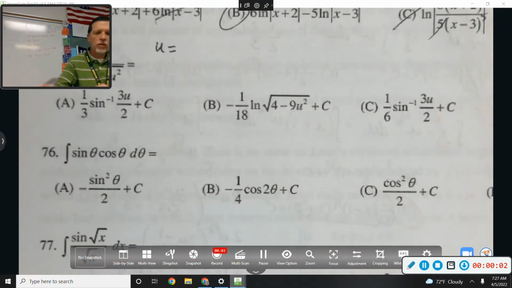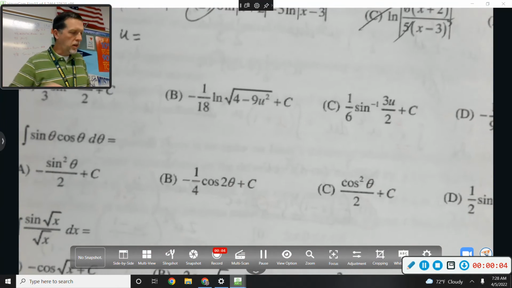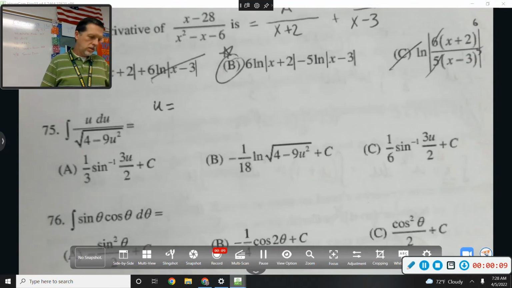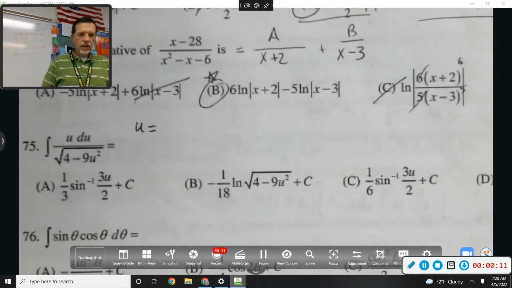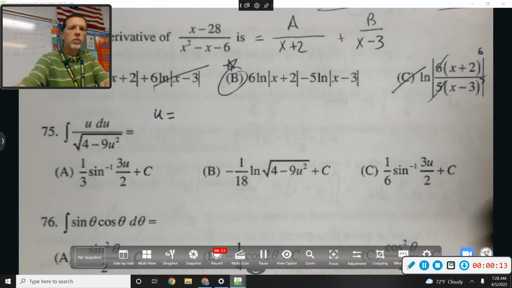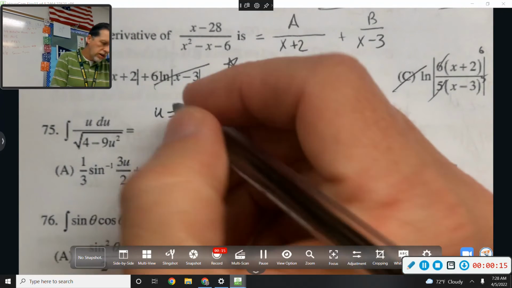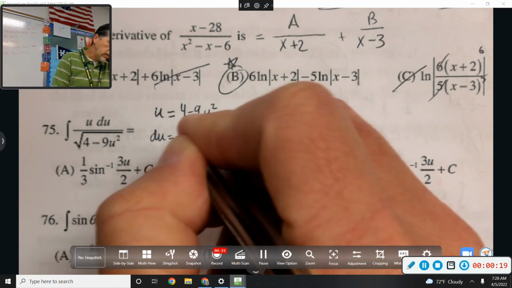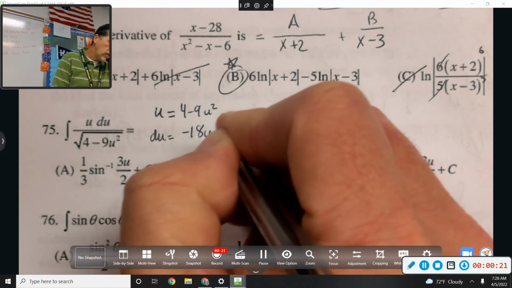Okay, I think that's right. Let u be the stuff inside the radical on the denominator. Where'd it go? 75. There it is. So 4 minus 9u squared. And then du is negative 18u du.